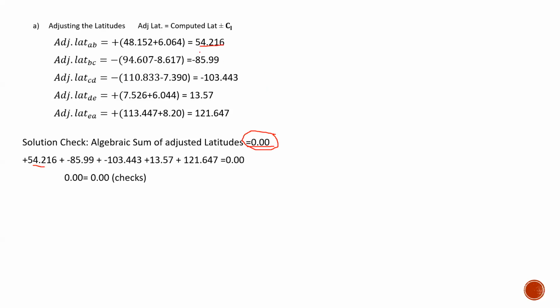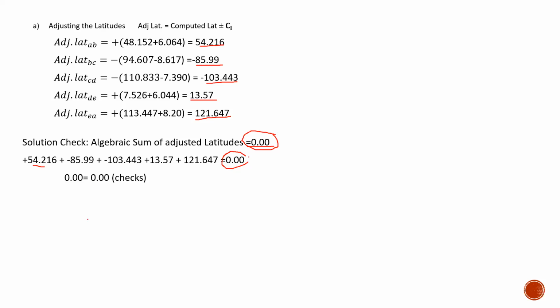54.216 plus negative 85.99 plus negative 103.443 plus positive 13.57 plus positive 121.647. Tama ba? 0.00? Kindly check po. Yes, ma'am. Yes. Kung nag-equal siya sa 0, ibig sabihin, okay na yung latitude mo. Close traverse mo in terms of latitude.